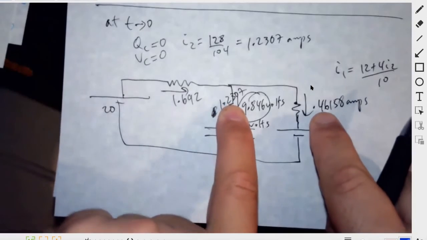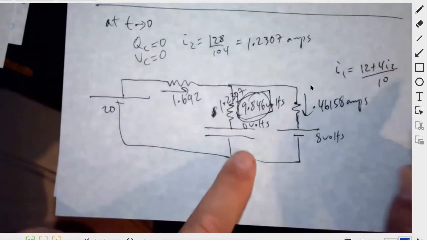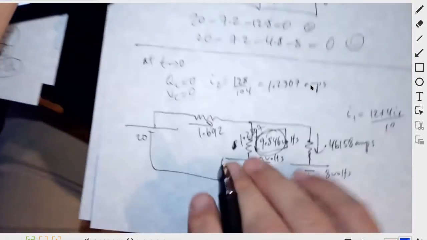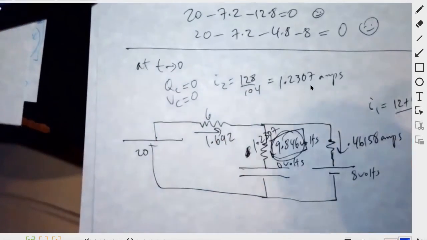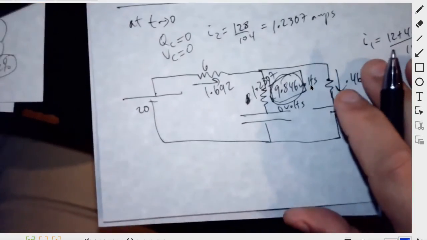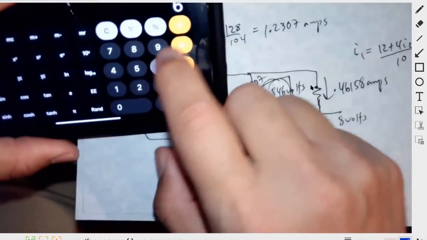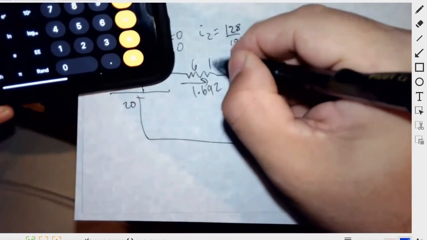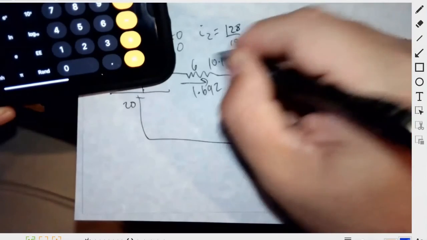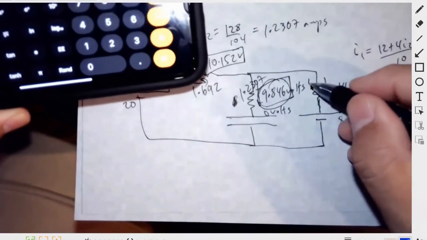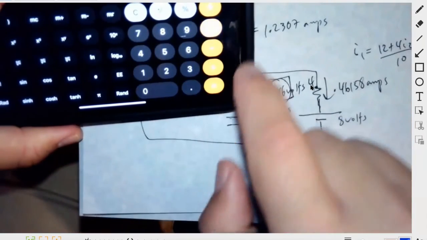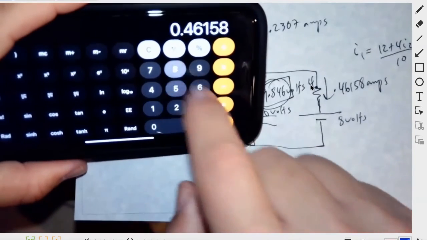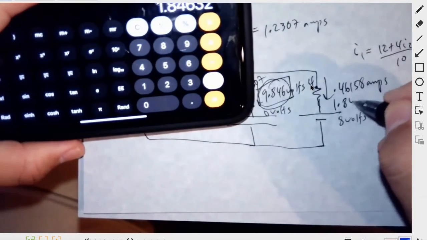Okay, so you've got the current there, you've got the current there. The voltage here is 9.846 volts. Now let's do the voltage there. What's the resistance there? 6. So multiply 6 by that current, 6 times 1.692. Okay, so the voltage is 10.152 volts. And then here it's going to be 4 times that, 1.846 volts.